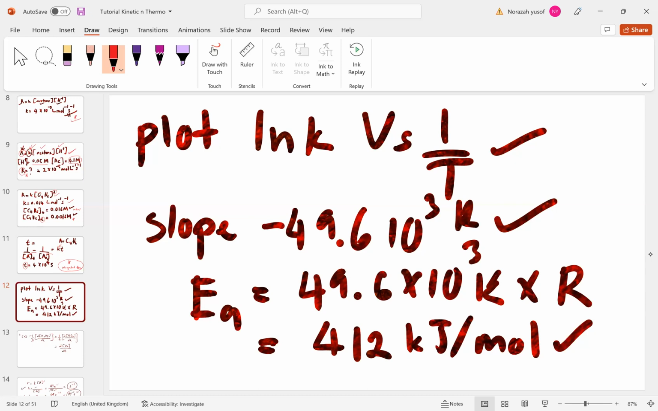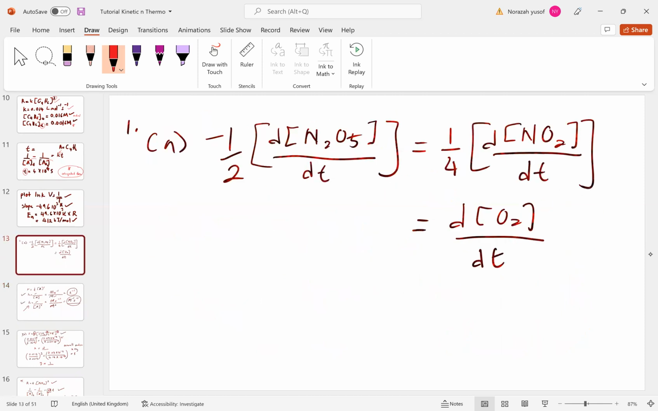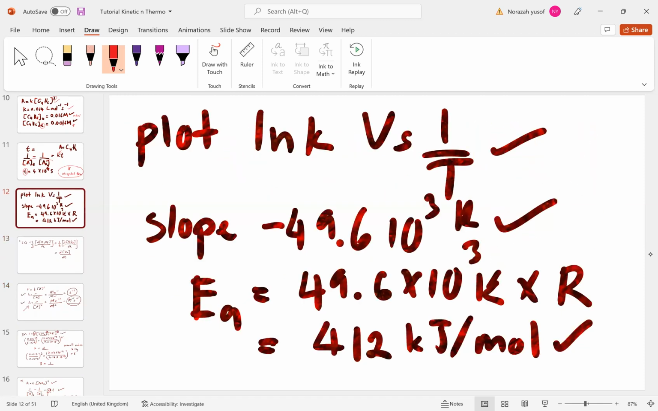Verify the data for the reaction given. Ini ada nombor 1. Okay, ini soalan lain ni. Okay, verify. Okay, ini kita refer soalan nombor 6. Okay, verify that the data for the reaction given above obey the Arrhenius equation, and find the activation energy for the reaction.